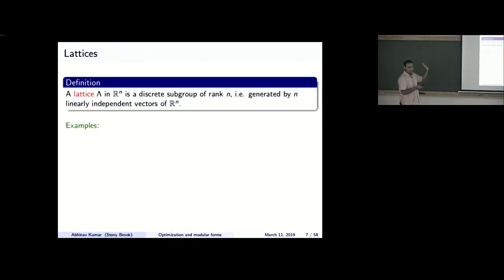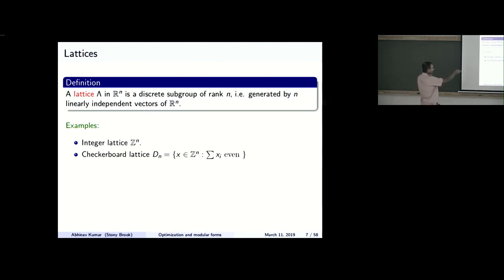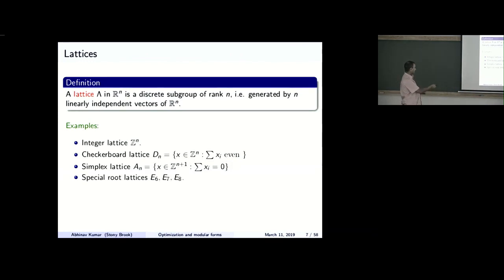So a lattice is just a subgroup of maximal rank in n dimensions, and here are some typical examples. There's the integer lattice, all the points with integer coordinates. If you make a checkerboard and take only the points of one color, you get the checkerboard lattice Dn. There's a simplex lattice An, embedded inside n plus 1 dimensional space. It's the stuff with integer coordinates with zero sum.